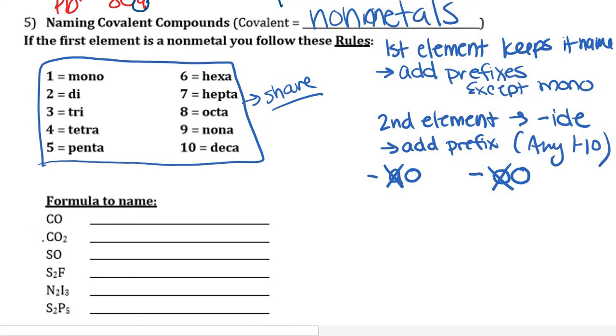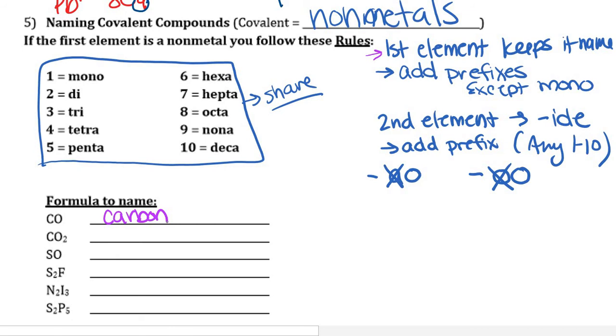So we already said CO is carbon monoxide and CO2 is carbon dioxide, but I want to go through how we got to that name using these rules. So we're going to look at our rules one by one. The first element keeps its name, so we know that C is going to be carbon.